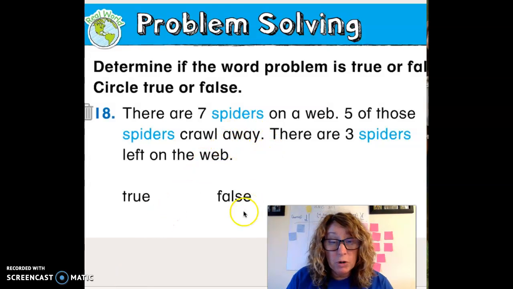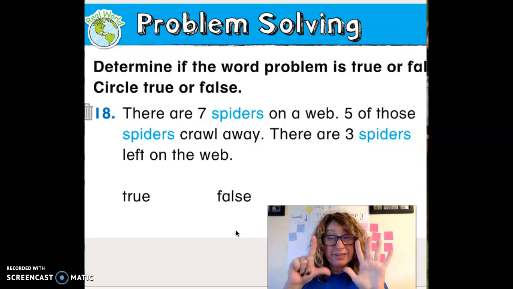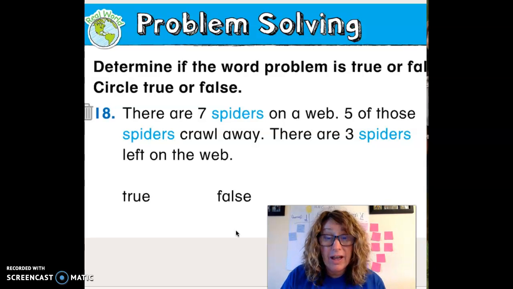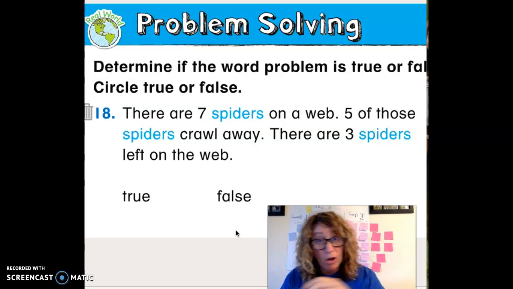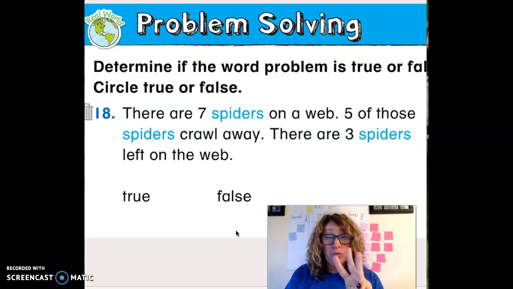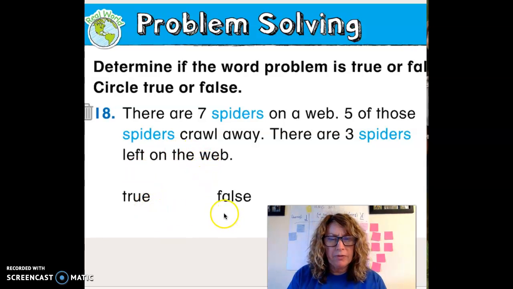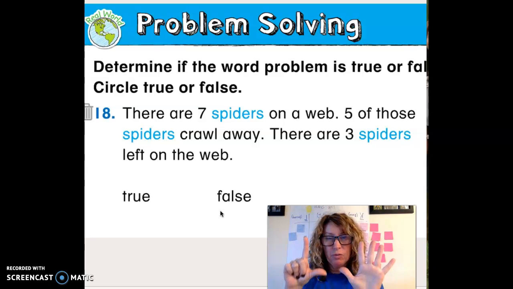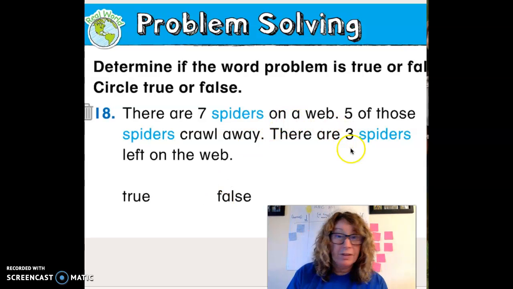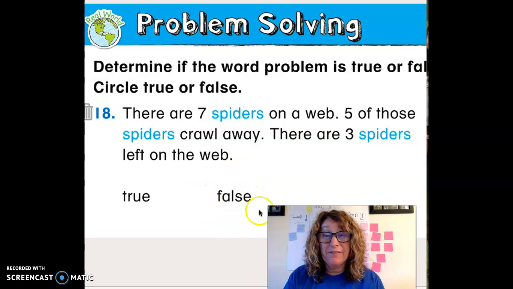Okay, let's look at this word problem next up here. It says there are 7 spiders on a web. 5 of those spiders crawl away. There are 3 spiders left on the web. Is that true or false? 7 take away 5. Is it 3? No, so it would be false because it was 2. Okay, see, it's false.